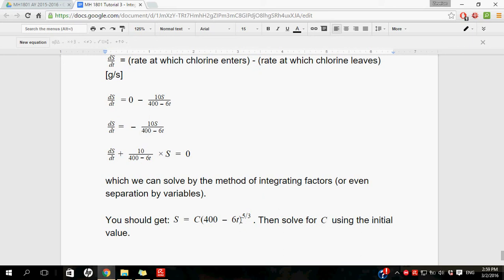The question tells us what the corresponding value of S is at time equals 0. You can see what it is from the question. Solve for the value of C, and that will give the solution to question 6. So that is all we have for question 6.